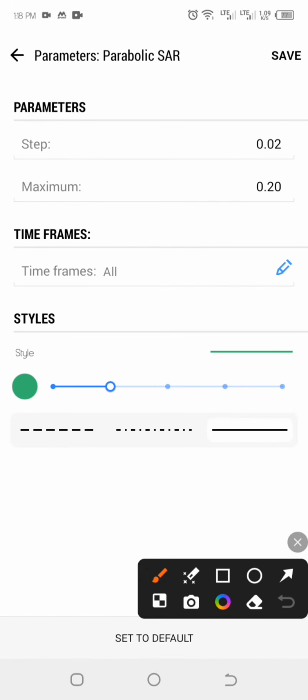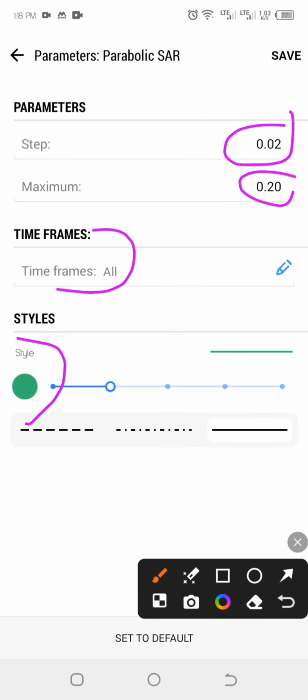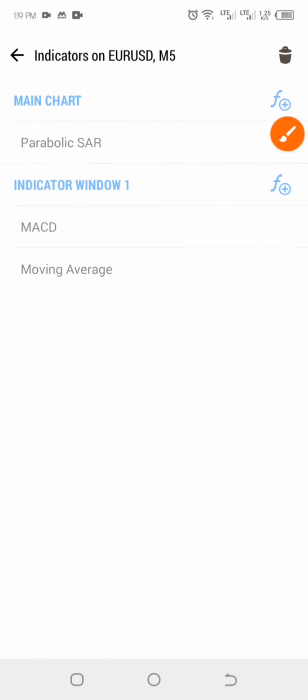Now for the parabolic SAR, the step is 0.02, the maximum is 0.20, and apply in one time frame. And for the style, I'm using the green color. Use any color of your choice and click on save. Then you're going to have your parabolic SAR in your chart.